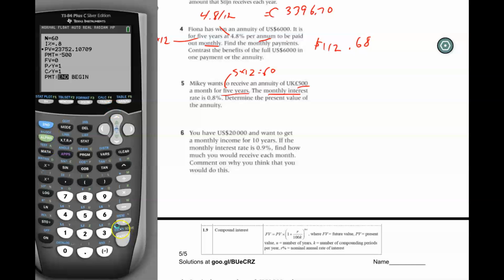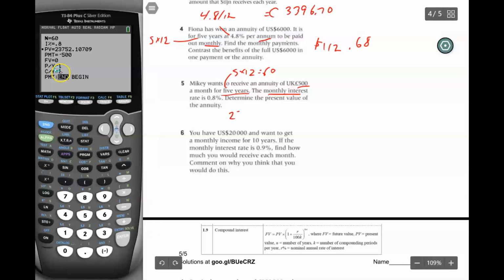You notice we get a positive 23,752. That makes sense for it to be positive because initially they put $23,000 in the account. We take out $500 a month, and then eventually it'll hit future value of 0, right? So the present value of the annuity is going to be 23,752.11, and that is in pounds, right?